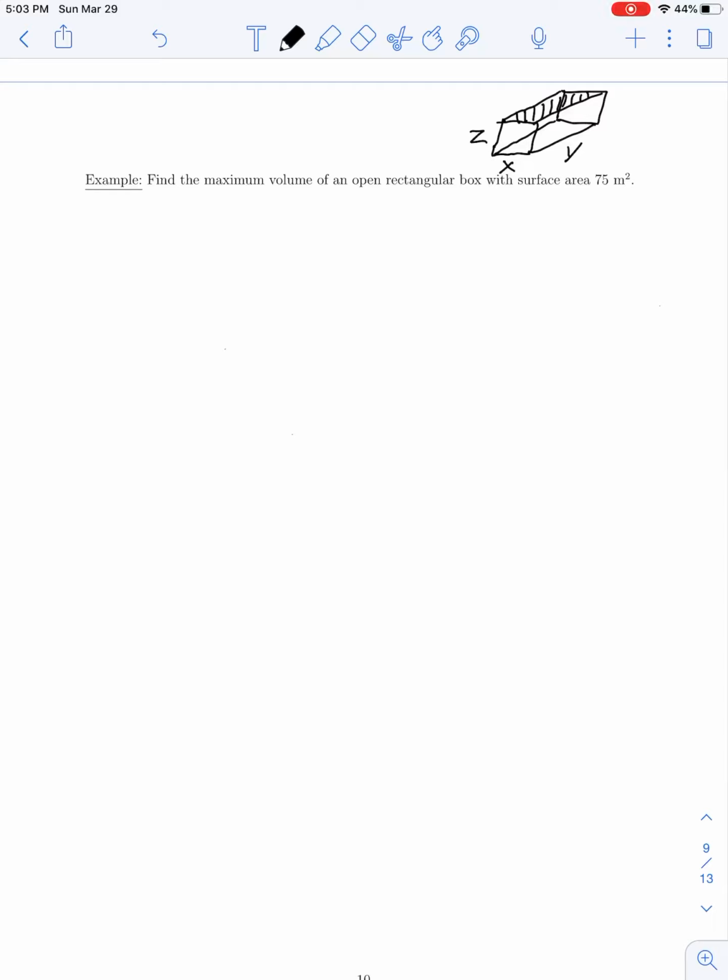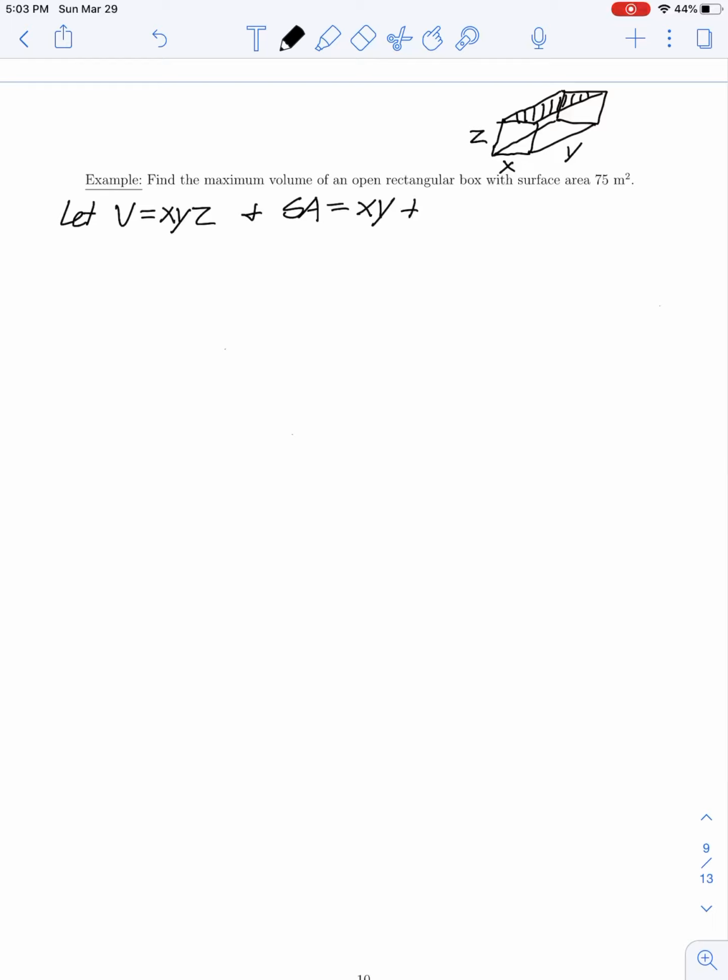So the dimensions of this box, let's label as x, y, and z. And we're trying to maximize our volume of this box. So let's introduce the function that we're trying to optimize. In this case, V for volume would be x times y times z. And we're told that the surface area of our box would be 75 square meters. Now here, for an open box, a box without a top, we would add the area of our sides.